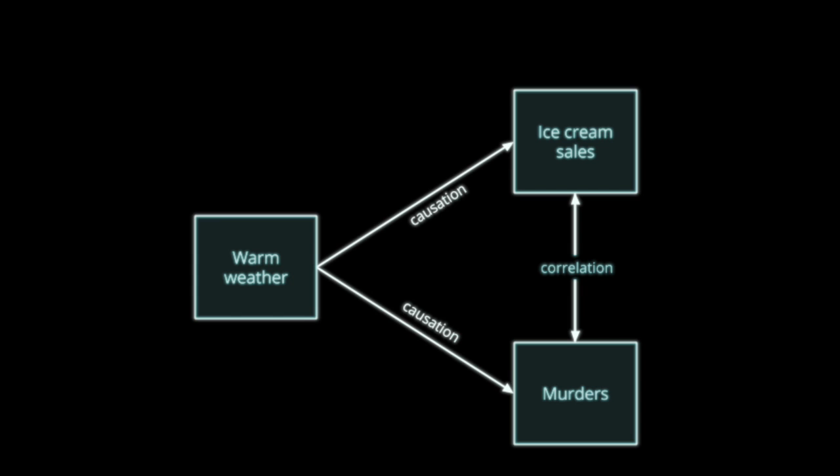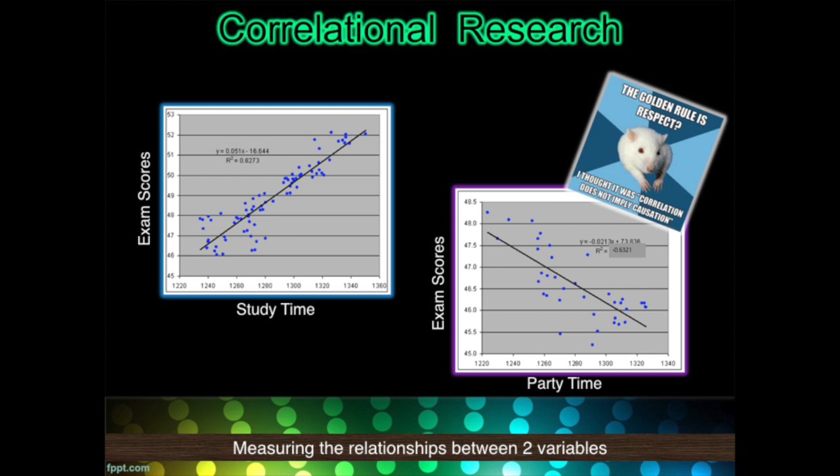And when it's hot, we know that ice cream sales increase. But to say that because that correlation exists, we can conclude that ice cream causes murder would be ridiculous. And so this is where we need to implore that saying: correlation does not imply causation.